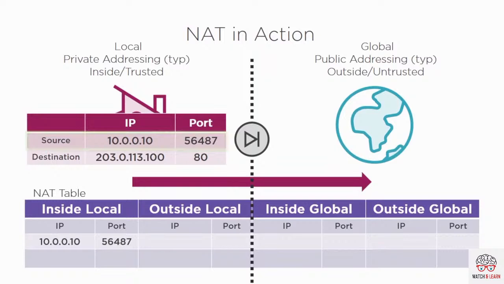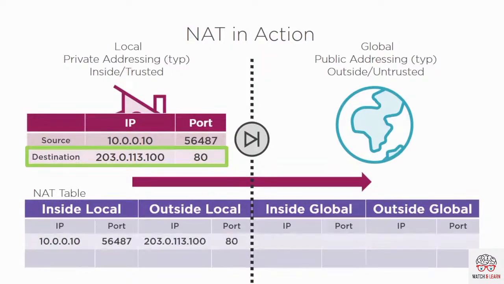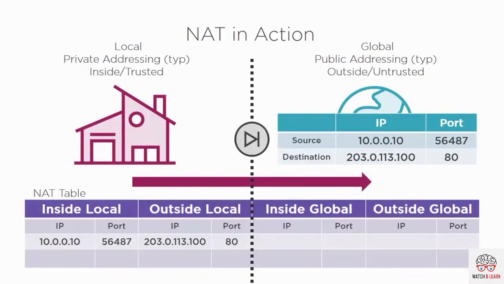We're also going to record our outside local address. This is our destination IP address when the packet is in our local side of NAT. All right, so when it's in the local network, before it moves out to the global network, we record the inside local and the outside local addresses. Now, before we send that message out to the global internet, we need to record some more information and we need to change our source IP address so that we can get out to the public internet.